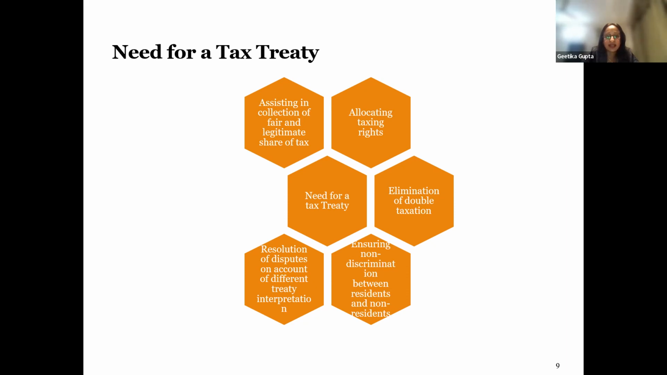Generally, the resident state has the primary right to tax the global income of its residents unless that is exempted under the domestic tax law, and the right of the source state gets curtailed under the DTA as it's a secondary state.